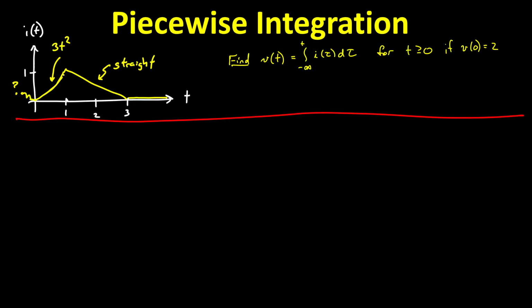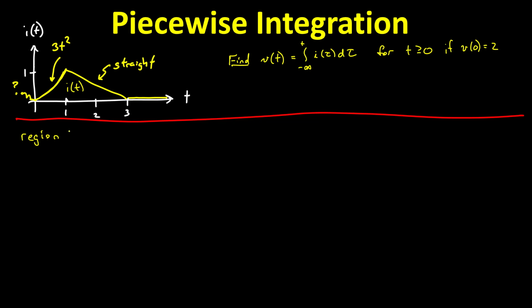So here's a function, and we want to evaluate what its integral is. The problem is that this function is i of t. We don't know what the function is for time less than 0, but we're asked to find out what the voltage is, if the voltage is defined to be the integral of this i of t for any time greater than 0. And we're given the one clue that v at time 0 is 2. So the way to solve this is to set up a table.